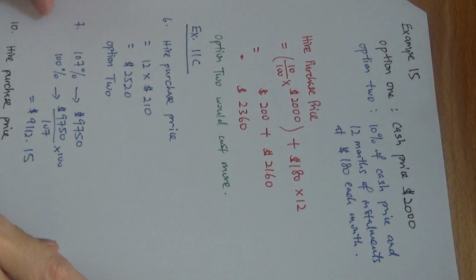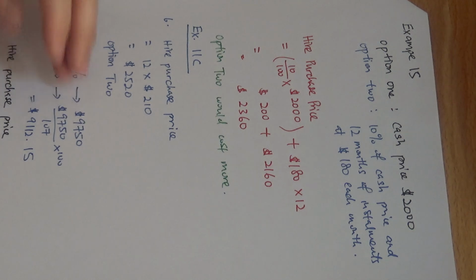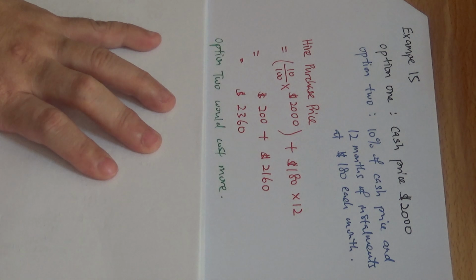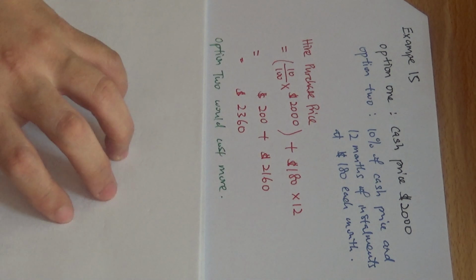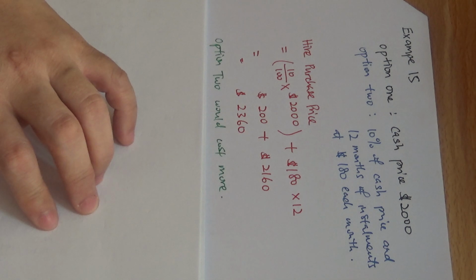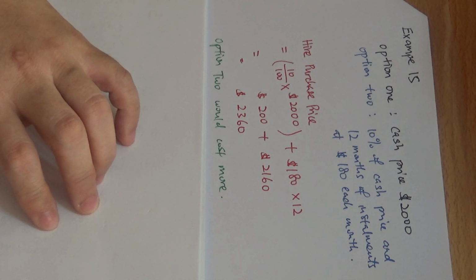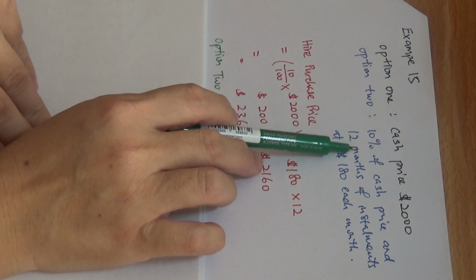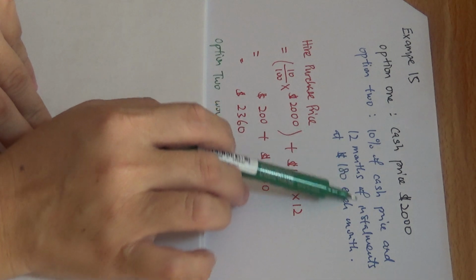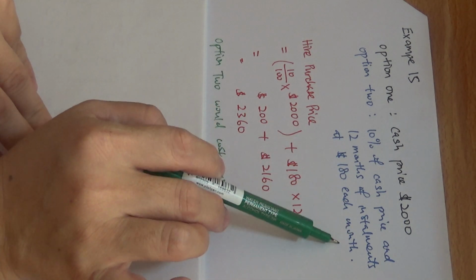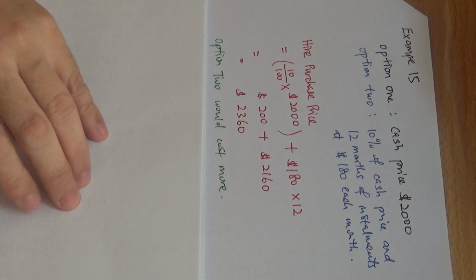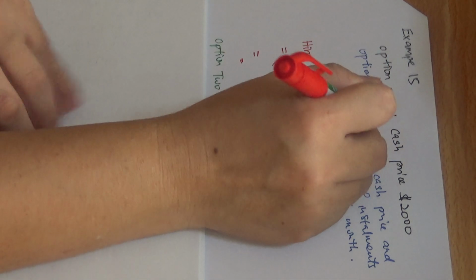Alright, now I'm going on to example 15. Okay, example 15 is found on page 358 as well. Now there are two options available for buying a laptop at Drop to Shop. Option 1 gives you a cash price of 2,000, or option 2, you pay 10% cash price and 12 months of installments at 180 each month. Calculate the hire purchase price. Which option would cost you more?